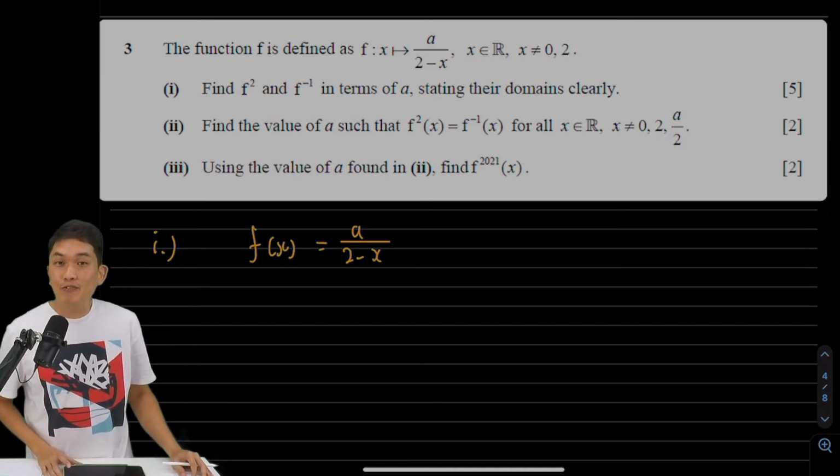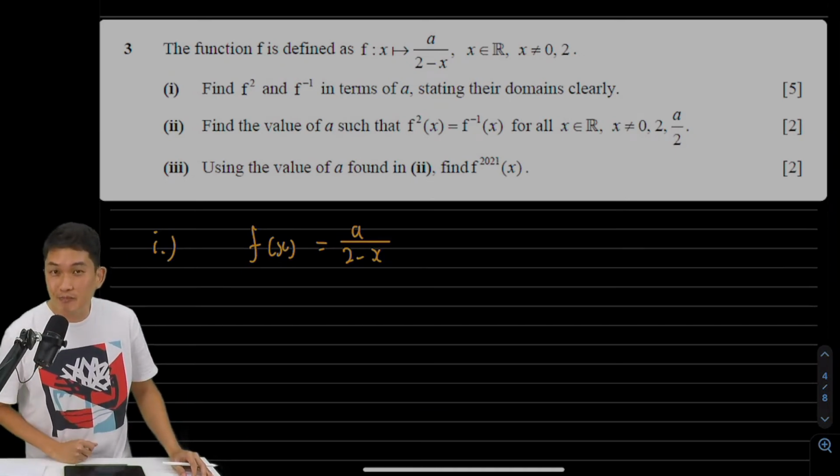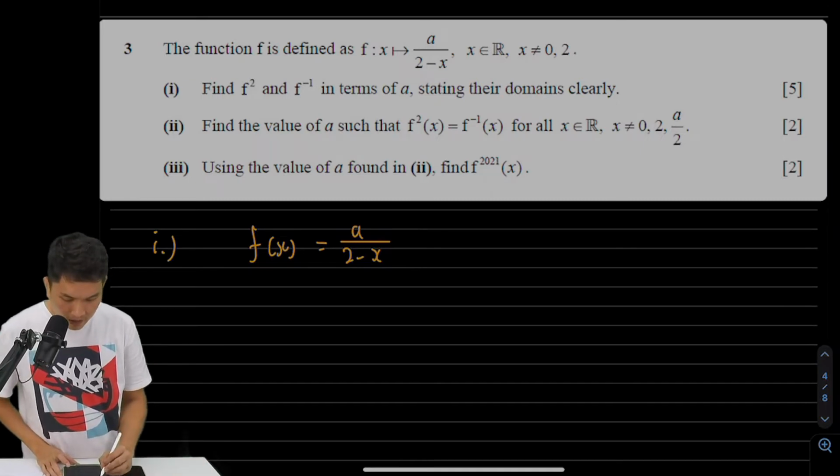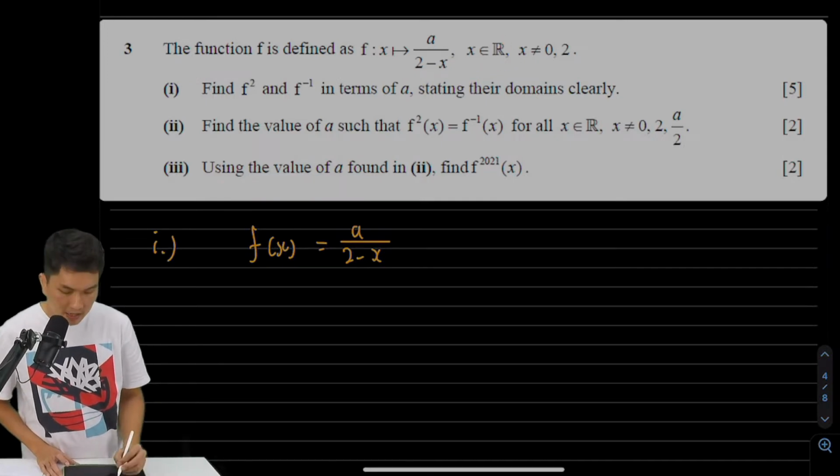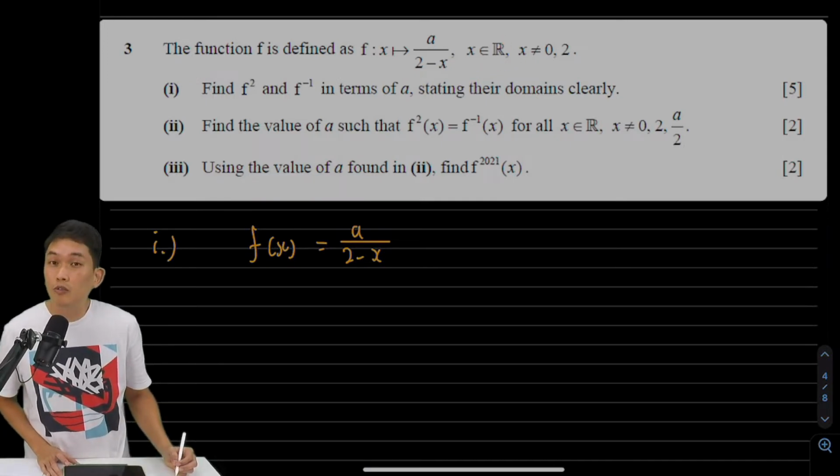Hello and welcome back to question 3. Now in this video we're just going to do part 1. So in question 3 we're given a function f such that x gets mapped onto a over 2 minus x, where x belongs to the set of real numbers and x cannot be equal to 0 or 2.